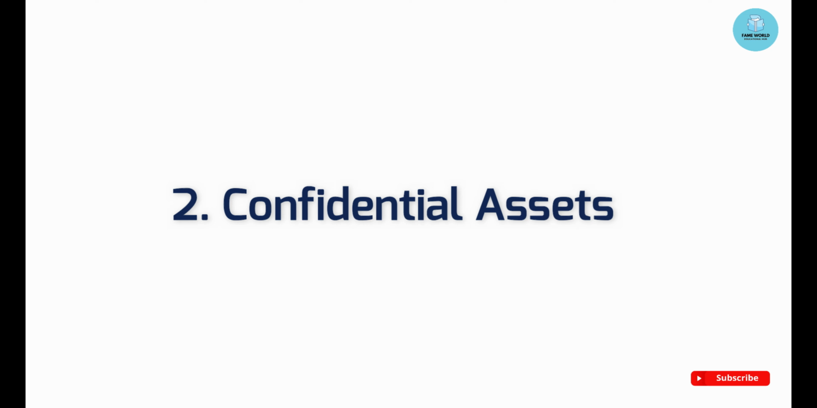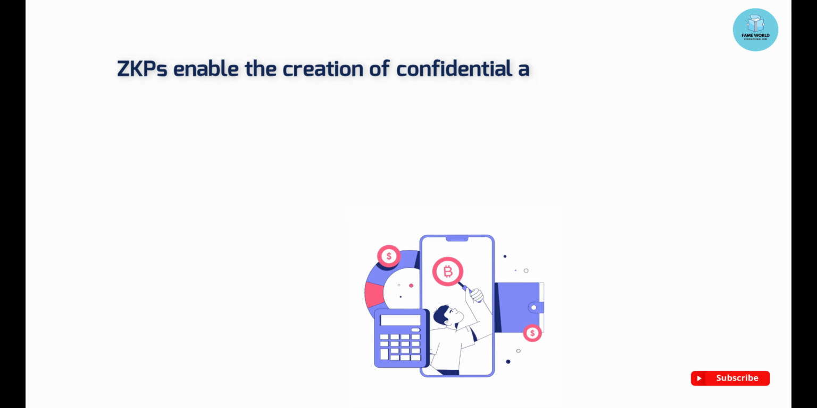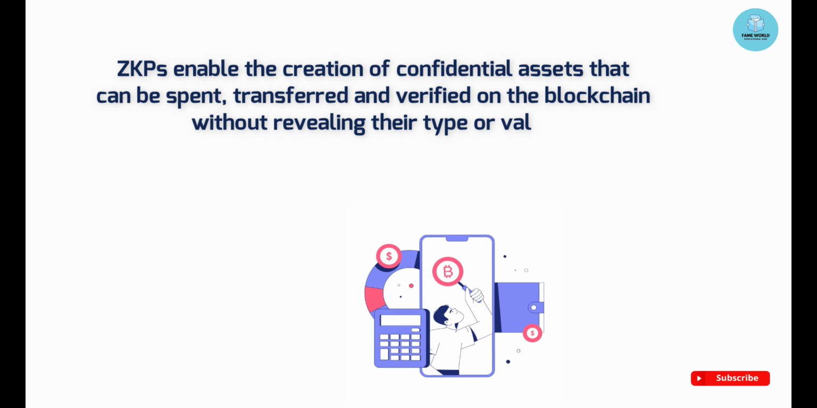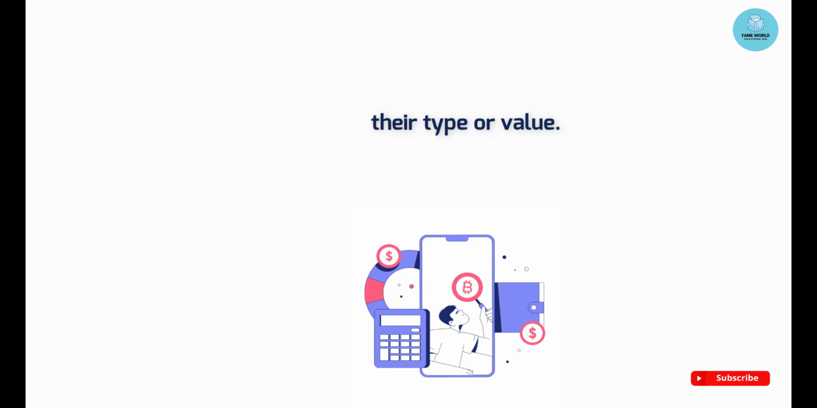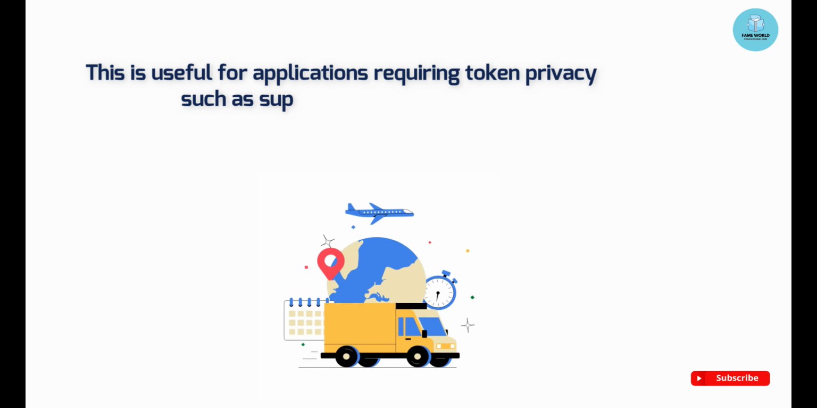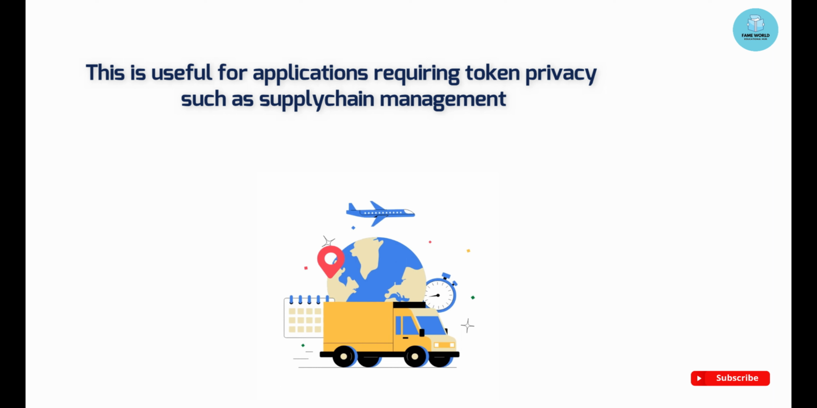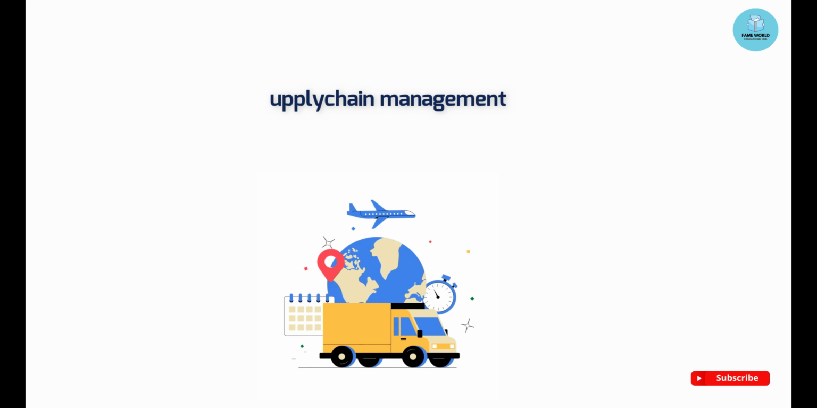Number 2. Confidential assets. ZKPs enable the creation of confidential assets that can be spent, transferred, and verified on a blockchain without revealing their type or value. This is particularly useful for applications requiring token privacy, such as supply chain management.